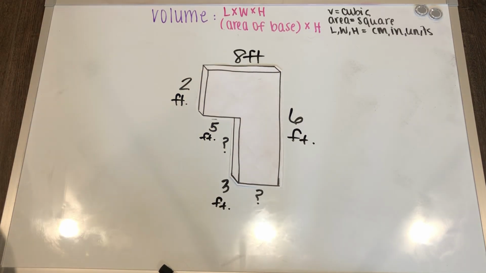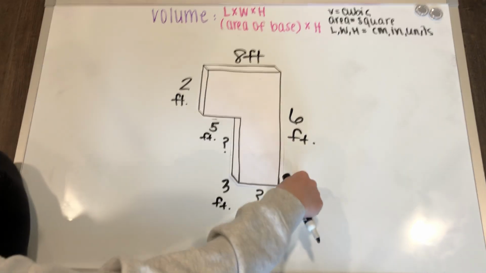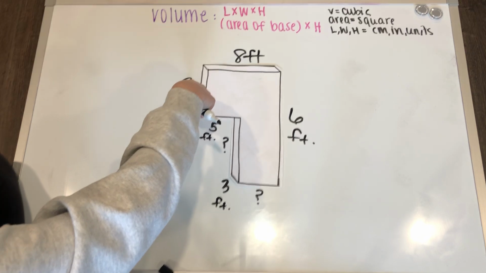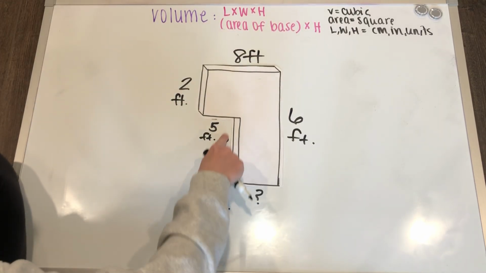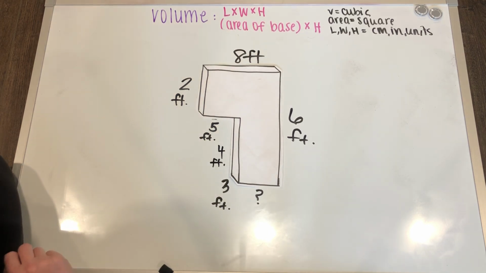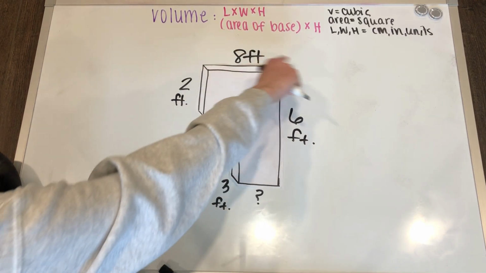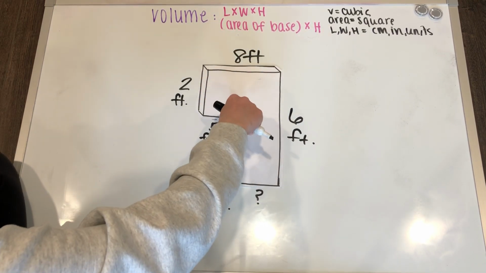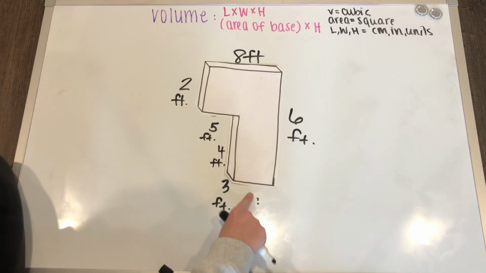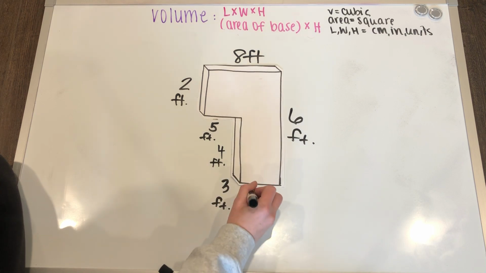Okay, so let's find our missing pieces really quick. So if this whole thing is 6, and this is 2, then this and 2 must equal 6. So 2 plus 4 equals 6. Now let's look at this one. The total length is 8. This is 5. So 5 plus blank gives us 8. 3.